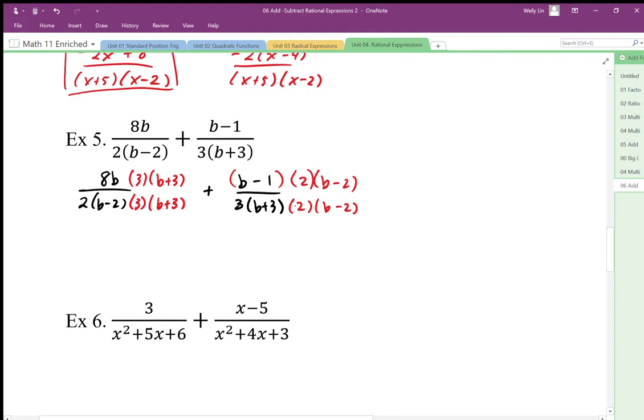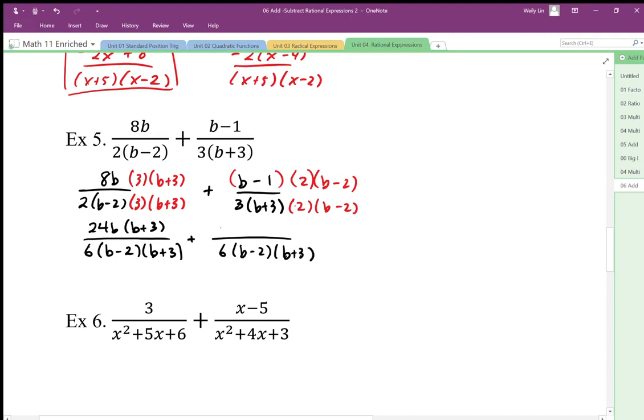So in the numerator here, maybe I'll do this in steps. So I get 24b times b plus 3. Here I'm going to multiply 2 times 3 is 6. And I'm going to multiply the binomials together. Well, actually, what am I doing? I really don't need to multiply that out, because remember, the factored form is much better. Okay, so my common denominator is going to be 6b minus 2b plus 3.